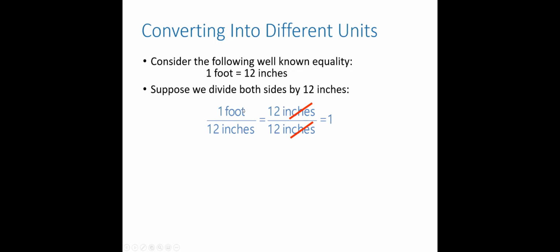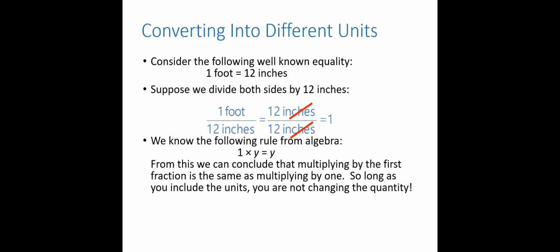So this is an important idea. 1 foot over 12 inches is the same thing as the number 1. And what's special about the number 1? Well, we know from algebra that when you multiply something by 1, it doesn't change it. It's still the same thing. Now, we can multiply by 1 in many creative ways in algebra. Like, you could multiply by 3 over 3, right? 3/3 is the same as 1. And that's essentially what we're doing here, is we're just coming up with a very interesting fractional version of 1.